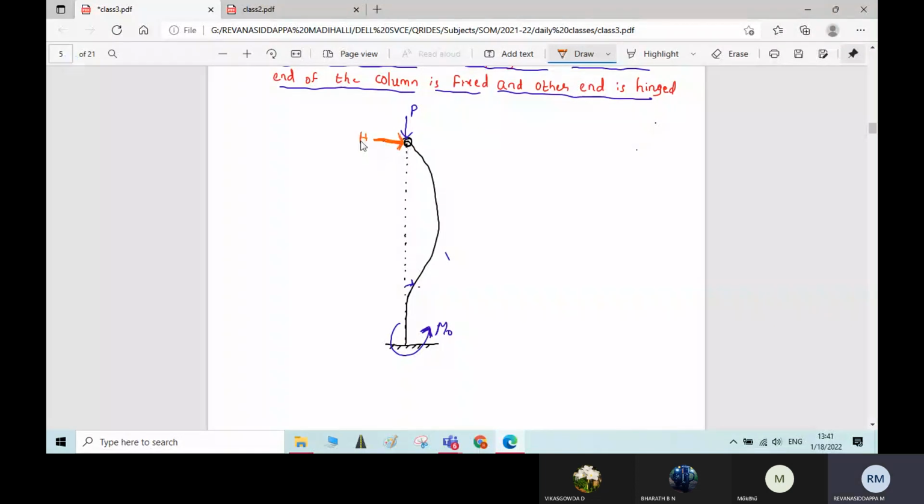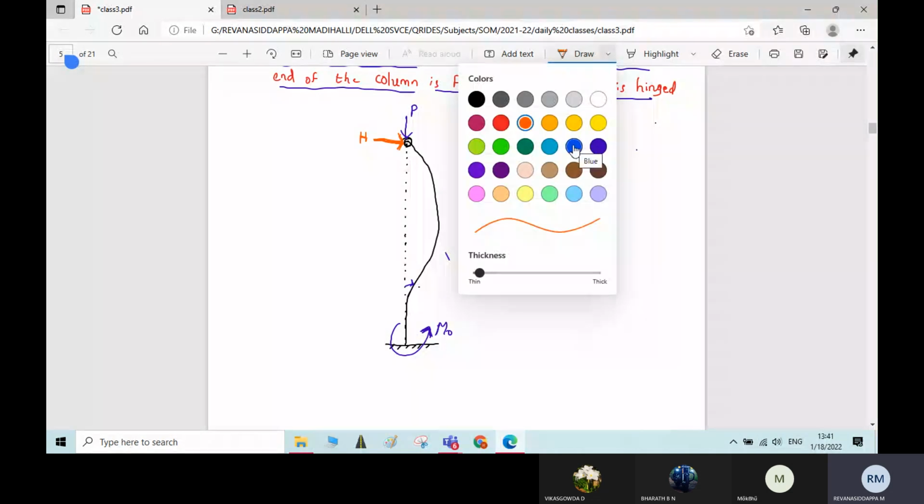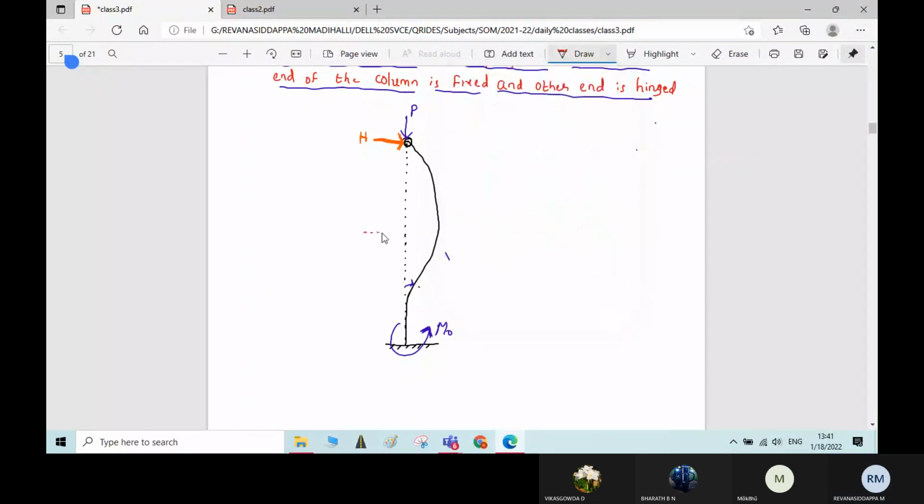Okay, so to counterbalance this resisting moment or to maintain the equilibrium, a horizontal thrust will be induced at the hinged support. Similarly, as in the previous derivations, you need to consider a section at a distance x from the bottom support. Let y be the deflection at a section X. Let us call this point on the column as point D.